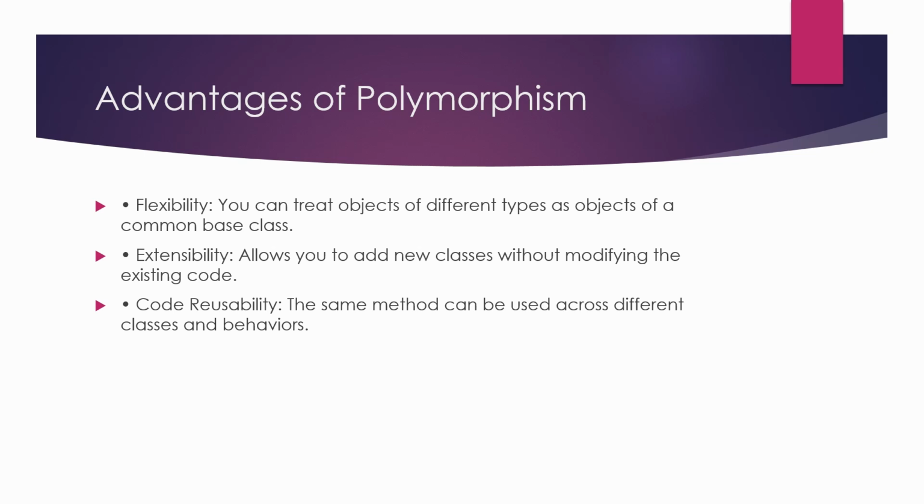Polymorphism brings several advantages. It enhances flexibility, allowing you to treat objects of different types as objects of a common base class. It also promotes extensibility. New classes can be added without modifying existing code. Lastly, polymorphism improves code reusability, allowing the same method to be used across different classes and behaviors.